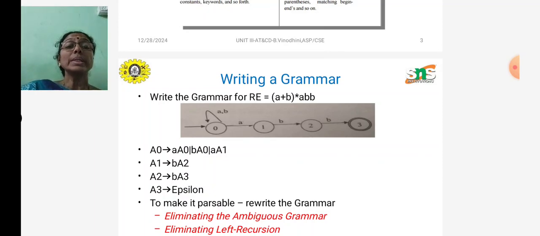Next go to A1. From A1, when you read B, it goes to state A2. So A1 goes to B A2, then A2 goes to B A3. In A3 there is epsilon, there is no transition. These are the productions, and this is the grammar written from the above regular expression. This is the way we can convert any regular expression, in terms of a transition diagram, into a CFG. Thank you.